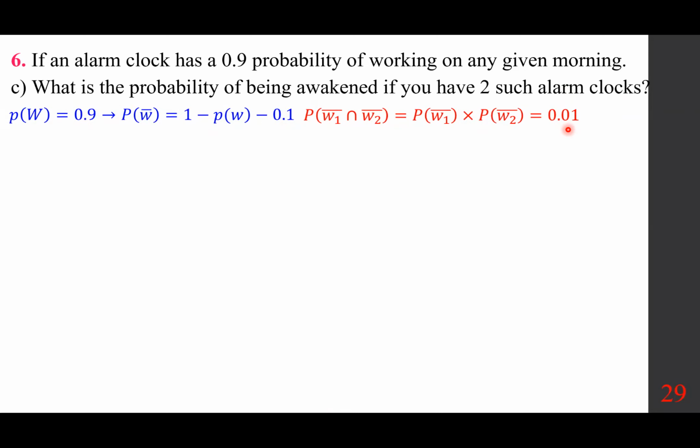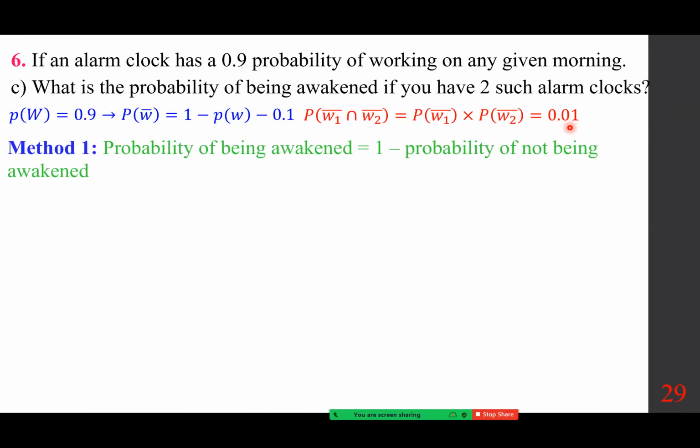The probability of being awakened is 1 minus not working. Assuming that we wake up to the alarm clock, there's a 1% chance that it won't work. So 1 minus that, 1 minus 0.01, is the probability that we're going to wake up. So that gives us 0.99. That would be the percentage: 99% probability that we will wake up.